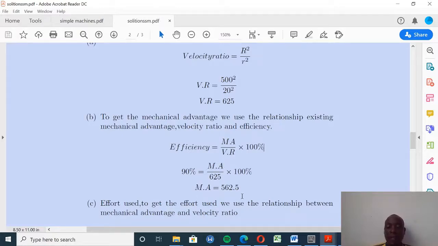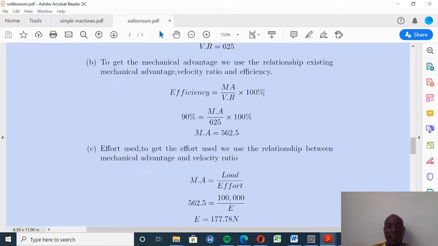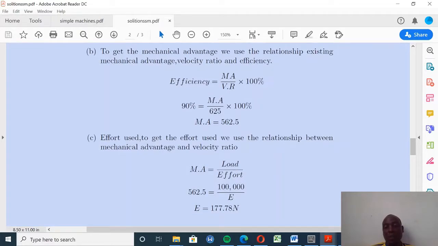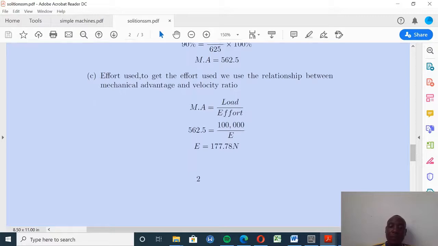If I manipulate this, I'm going to get mechanical advantage is equal to 562.5. Then to get the effort used, we use the relationship that mechanical advantage is the same as load divided by effort. So if I have the mechanical advantage and I have the load, I can get the effort. In this case, we get our effort as equal to 177.78 newtons. That is part C.